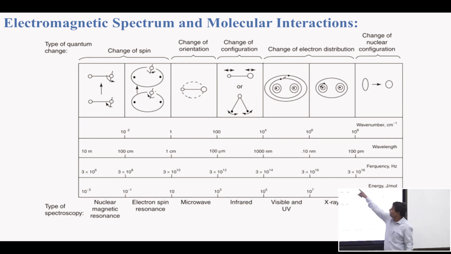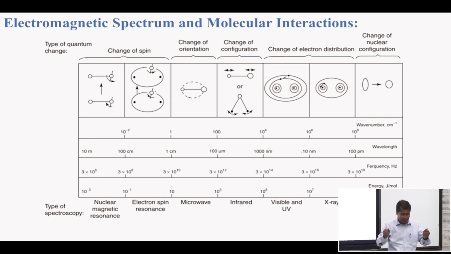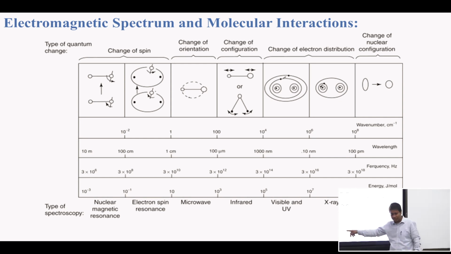This is written as a change in the electronic distribution for UV visible. X-ray is inner electron, and this is outer electron. This is a change in the nuclear position, and this is the change in the configuration. Configuration means if you have a diatomic molecule, there is a change in the configuration. So this comes under infrared radiation or vibrational spectroscopy.